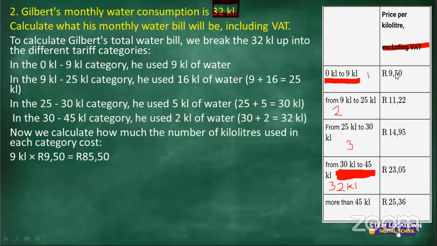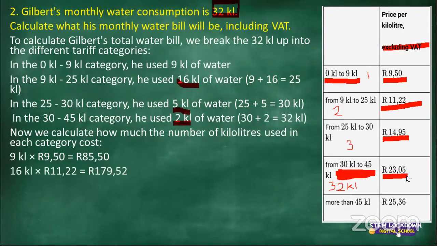9 kiloliters multiplied by the 9.50 Rand, which is indicated on the side in the very same row. 9 kiloliters multiplied by 9.50 Rand. Second category, it's the 16 kiloliters we just worked out multiplied by 11.22 Rand. Third category is the 5 kiloliters of water multiplied by 14.95 Rand. And then the fourth category is the 2 kiloliters multiplied by 23.05 Rand.